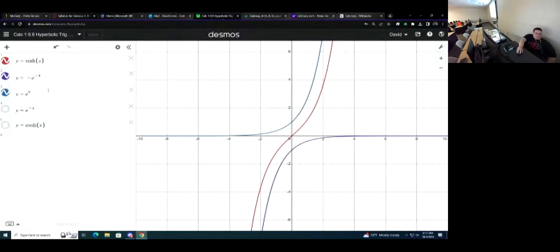So if we look at e to the x and e to the negative x, this one is e to the x, this one is negative e to the negative x. When we average those, we get this. So that's hyperbolic sine. That looks a lot like x cubed.